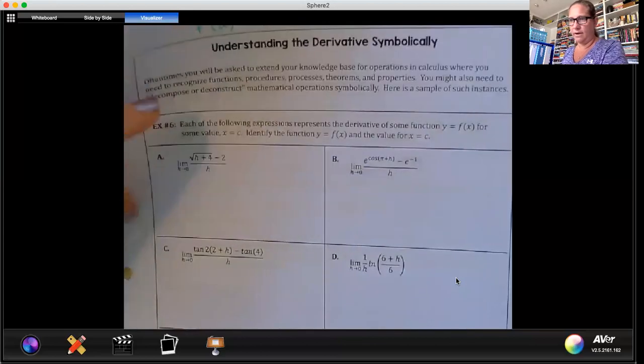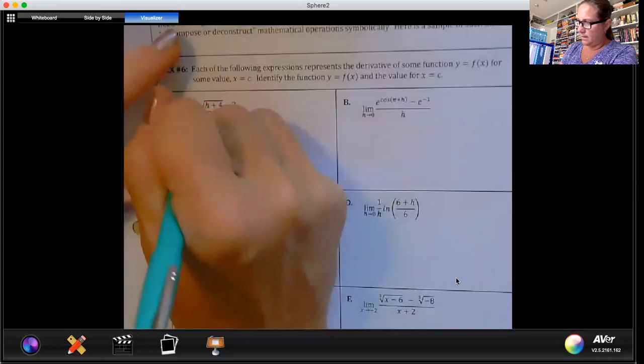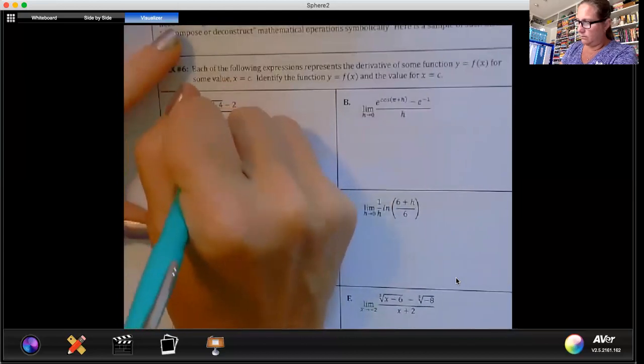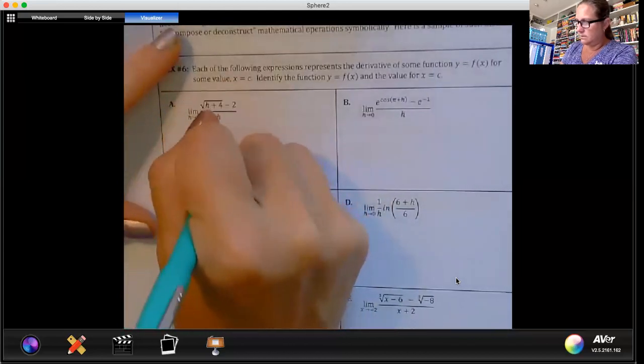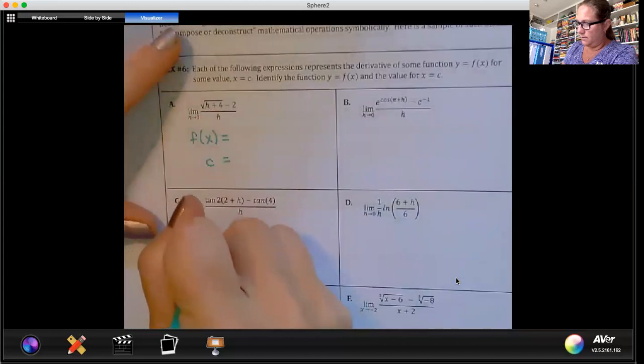So we're going to go ahead for each of these and write in what we need to find. And you don't need a whole lot of work for these. So we're just going to go ahead and put in f of x and c.